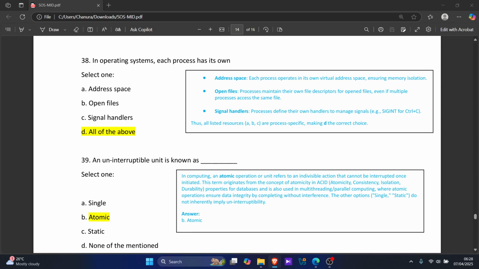The correct answer is D. All of the above. Explanation. Address space: each process operates in its own virtual address space to ensure memory isolation and prevent interference with other processes. Open files: processes maintain their own file descriptor tables, tracking files they have opened, even if multiple processes access the same file. Signal handlers: signal handling is process-specific, each process defines its own handlers for signals like SIGINT or SIGTERM. Thus, all listed components are unique to individual processes.